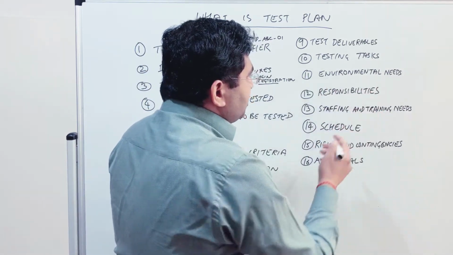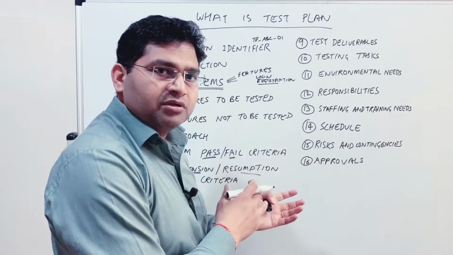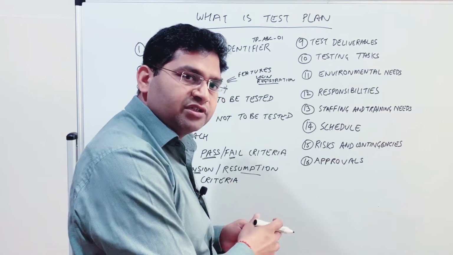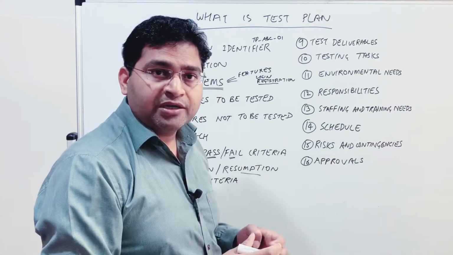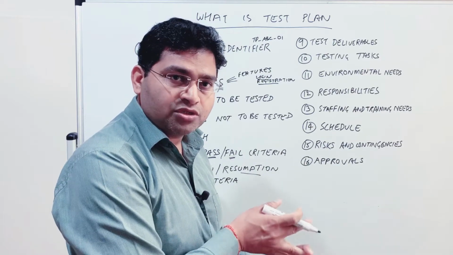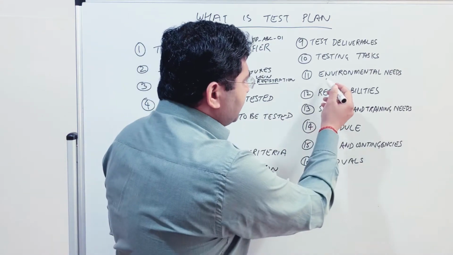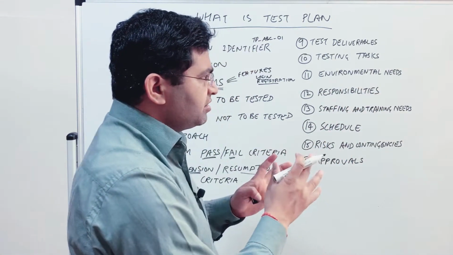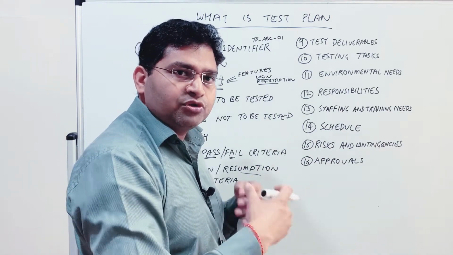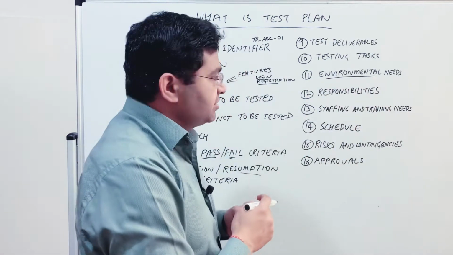Then in the environmental needs, what is the environment? So Windows server is required, you need to install something, what software version, what hardware version, how many OS is required, if there is any specific tool required, any automation tool required, what test management tools. So any specific test environment related needs that need to be available before you can actually start testing need to go into the environmental needs section.